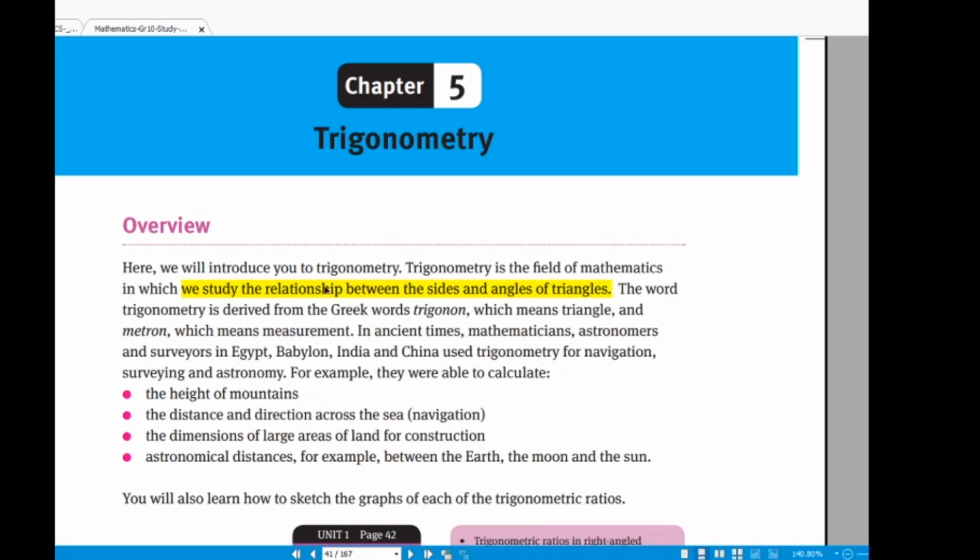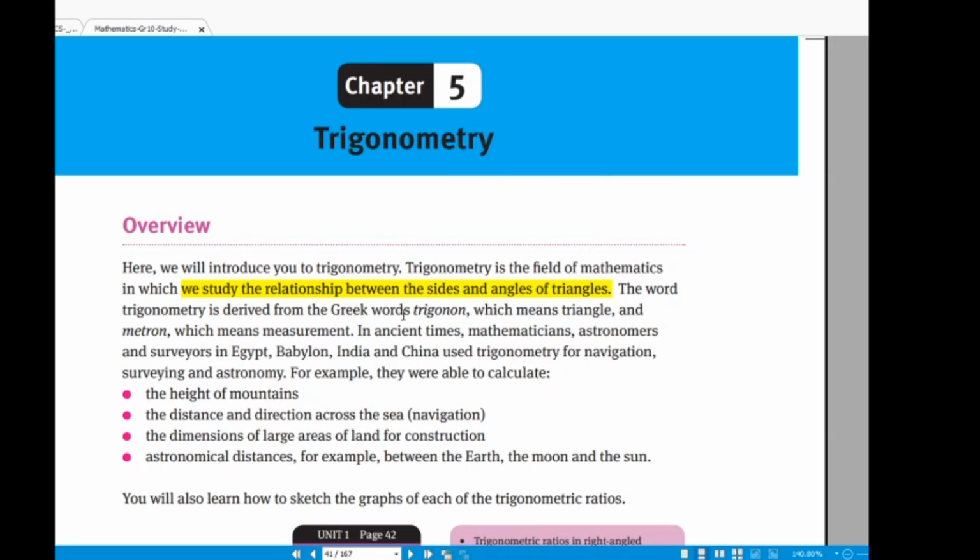So here we will introduce you to trigonometry. Trigonometry is the field of mathematics in which we study the relationship between the sides and angles of triangles. So when you think of trigonometry, think of triangles, their sides and angles, right? Trigonometry studies the relationship between the sides and angles of a triangle, right?